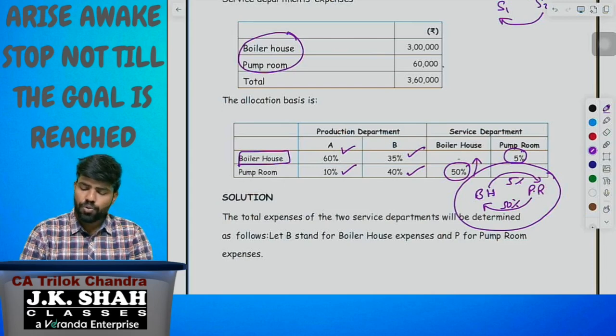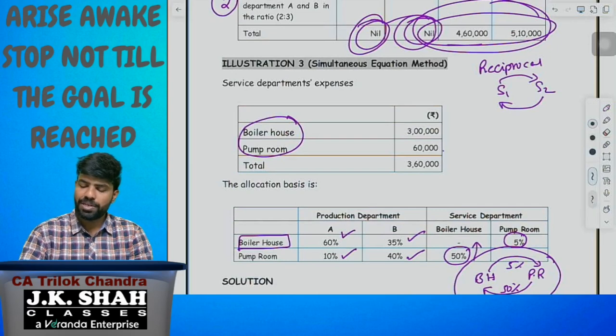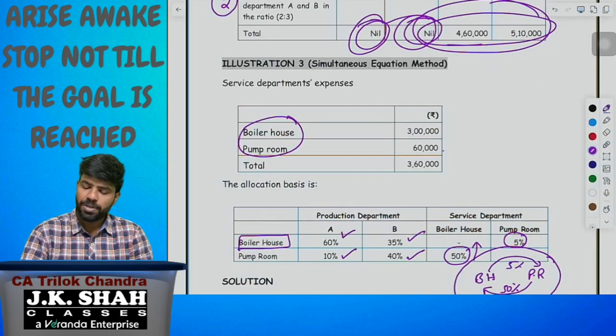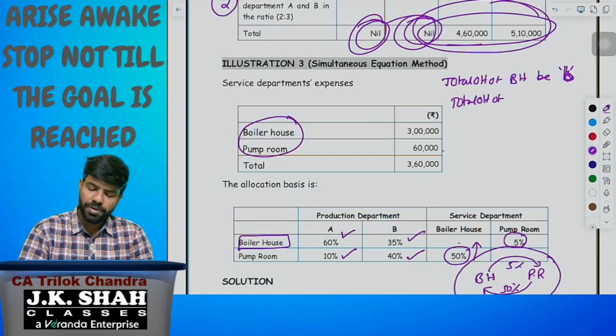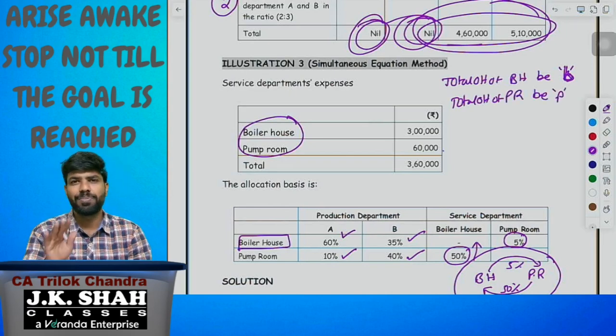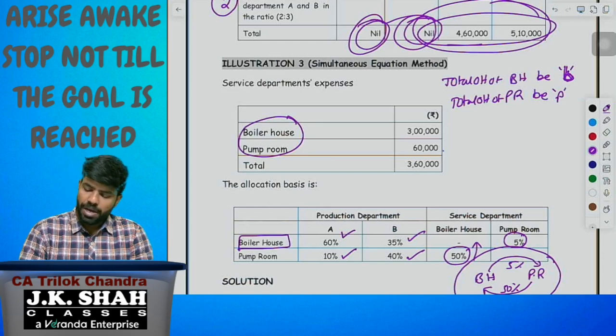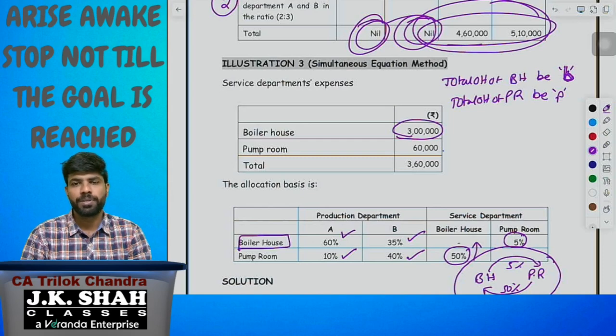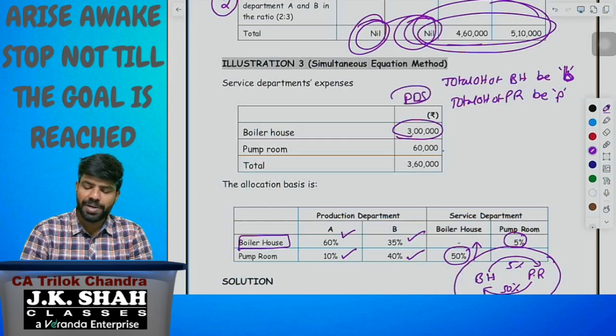Now, how to form the equations? Listen to me carefully. We are going to take the assumption: total overheads of boiler house, we are going to denote with B. Total overheads of pump room, P. Sir, what is this logic? Please understand. At present, boiler house is having 3 lakh rupees, which we got through the primary distribution summary.